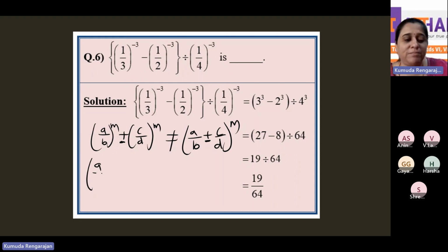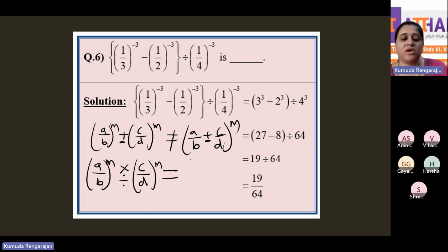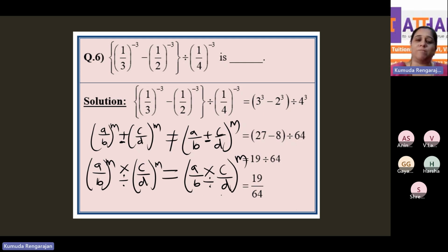But a by b the whole power m, whether it is multiplication or division, into c by d the whole power m is definitely equal to a by b, put the connecting sign, c by d the whole power m. It works for both. So there are three things. Bases are different, connecting sign multiplication or division, powers are the same. Then you can use the rule.